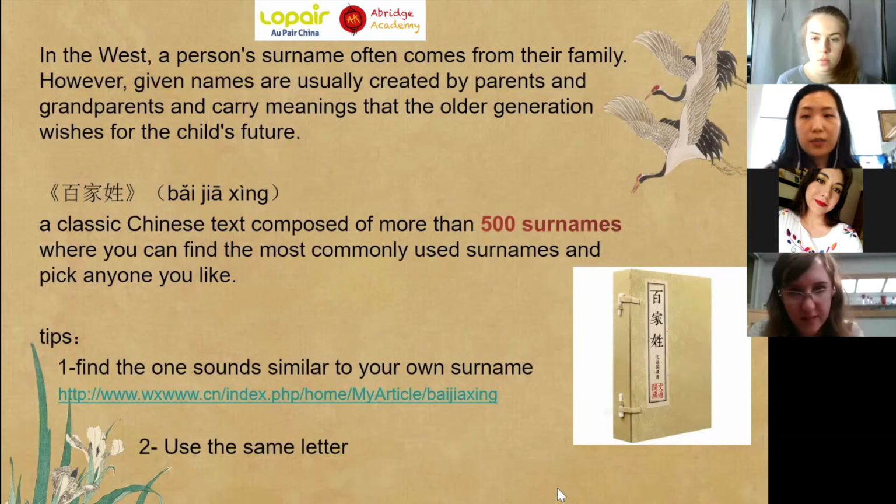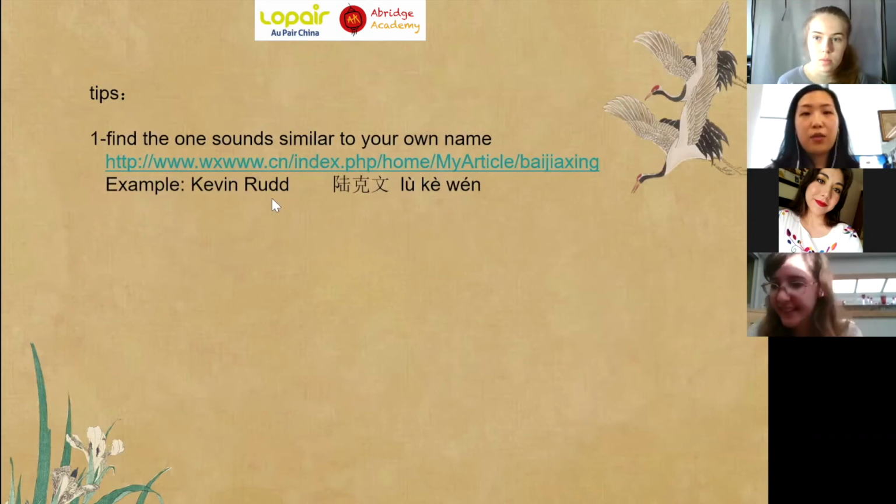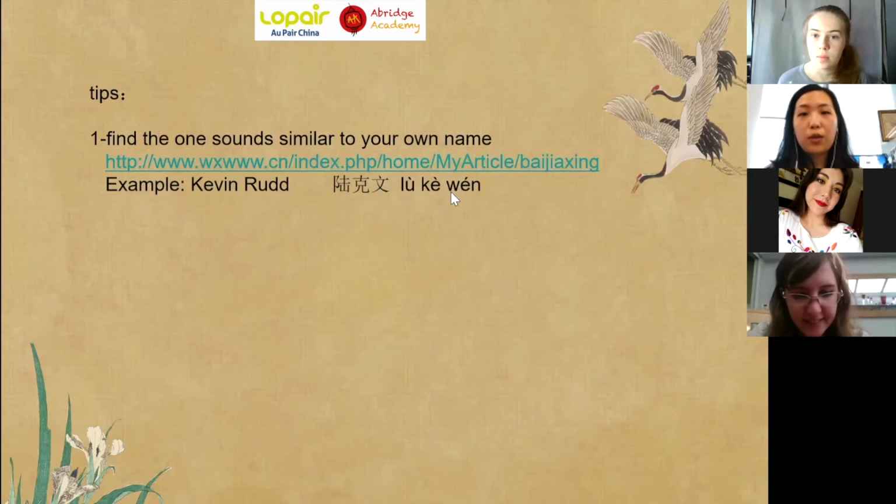So I have some tips about how to make your own Chinese name. Tip 1, find one that sounds similar to your own name. I give an example here. This guy's name is Kevin Rood, right? Kevin Rood. So his Chinese name will be Lu Kewen.